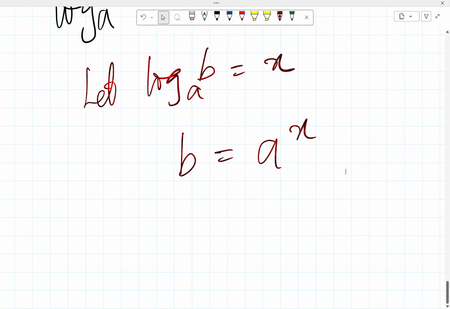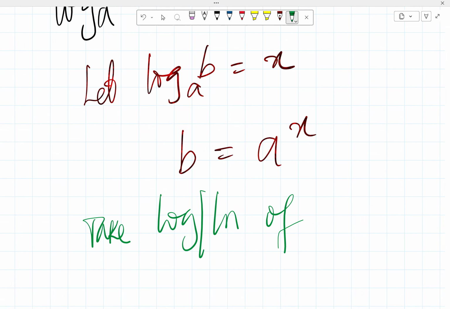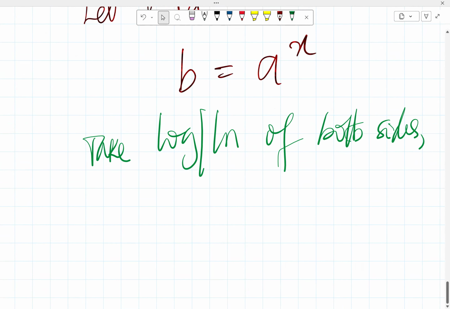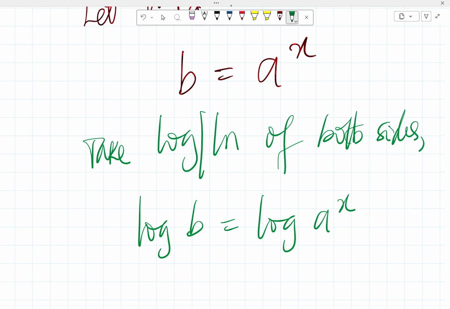So if you choose log 10, you just say maybe next thing, take log or ln of both sides. Anyone you choose, of course you can only choose one per time, so anyone you choose is fine. So let's take log to base 10. So I just say log b, now it's base 10, equals log a raised power x.